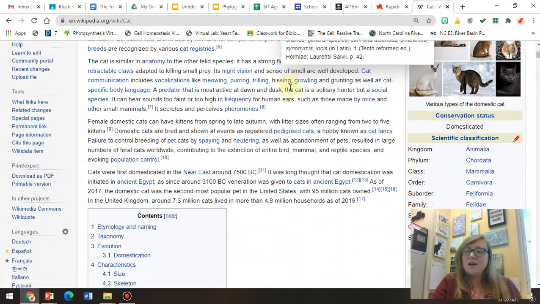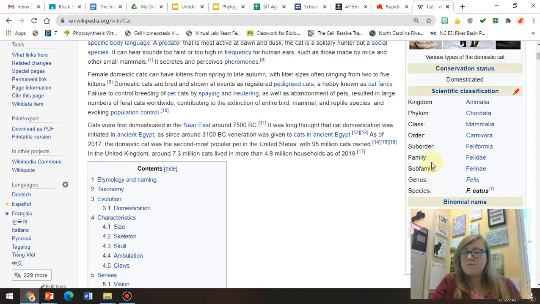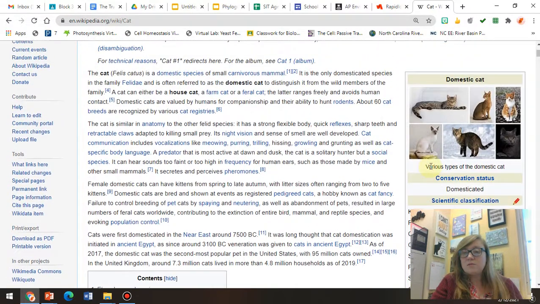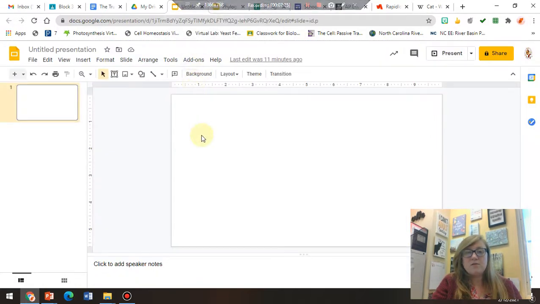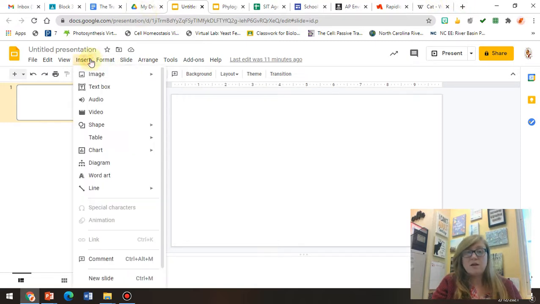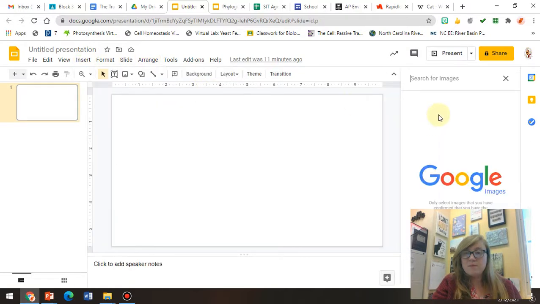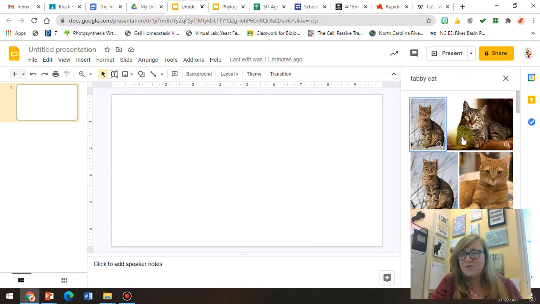Look, how cute. See where it has things like subfamily and suborder? Don't worry about those. You don't have to include anything with them. So what I'm going to do, now that I have this, I could probably copy and paste this, or I could just type it over. I can either Google search a picture of a cat, or I can go to insert image, search the web, and I can search for tabby cat. They're cute ones. Oh, look how cute. I have one that looks like that. I'll pick that one.